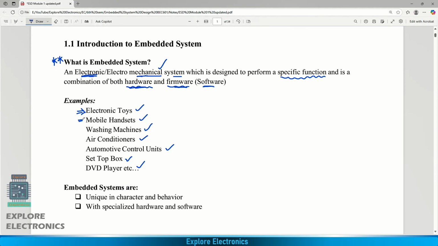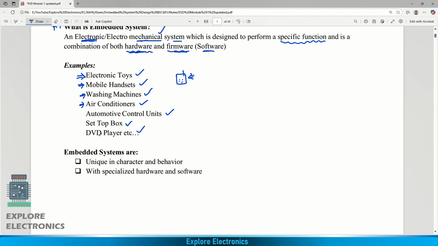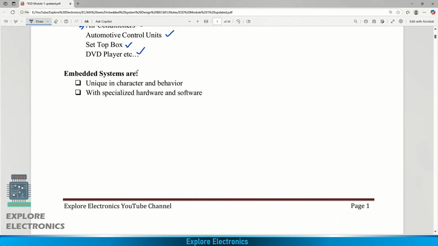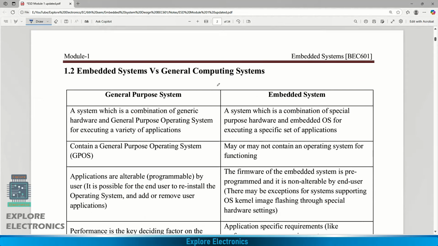And also mobile handsets, which were there previously, not the smartphones. Mobile handsets in the sense of the keypad phones we used before smartphones came into existence. These will perform only certain operations. Similarly, washing machines and ACs are all examples of embedded systems. So embedded systems are unique in character and behavior. They will do certain operations and will have specialized hardware and software required to perform that operation. That is what an embedded system is.